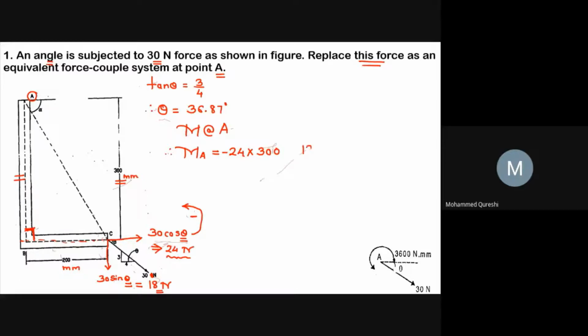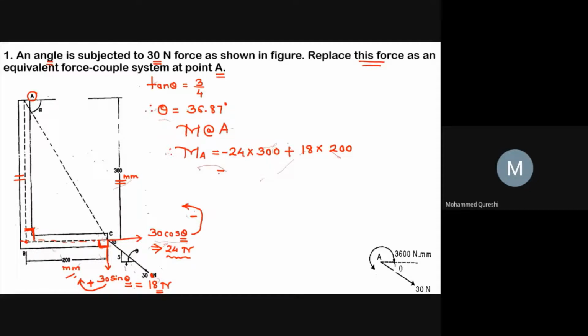Now we will go for another force, that is 18 Newton force. So here force into perpendicular distance. This force makes the perpendicular distance over here, that is at distance 200 mm with respect to point A. So here 18 into 200, and this 18 Newton force will move towards point A in clockwise direction, hence it will be taken as positive.